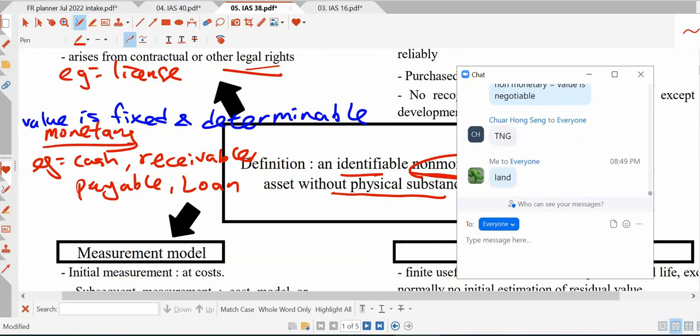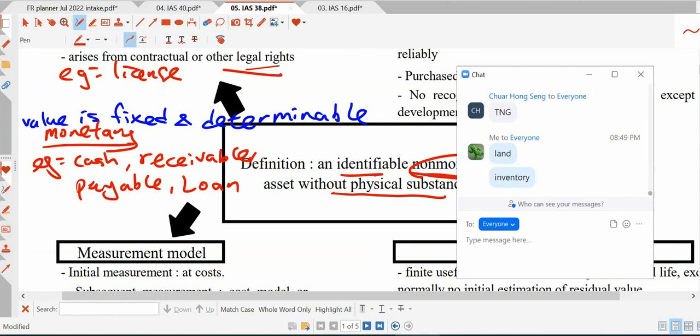Maybe I give you one here. Land, for example, is negotiable. The seller wants to sell at a very high price, so we negotiate for a lower price. I think inventory also, we can negotiate. Walk into the shop and then we try to buy more so we get a lower price. But unfortunately, class, if you look at the chat box here, land and inventory are tangible assets, isn't it?